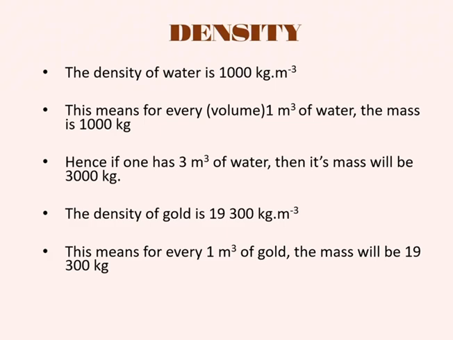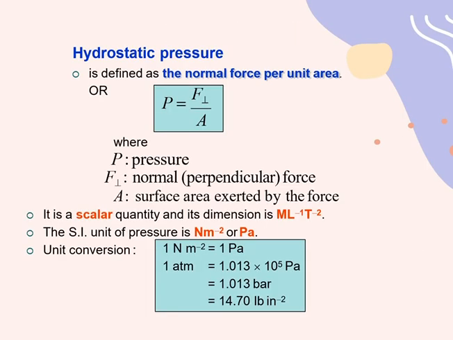Likewise, for gold, the density of gold is 19,300 kg per cubic meter. This means every 1 cubic meter of gold has a mass of 19,300 kg.